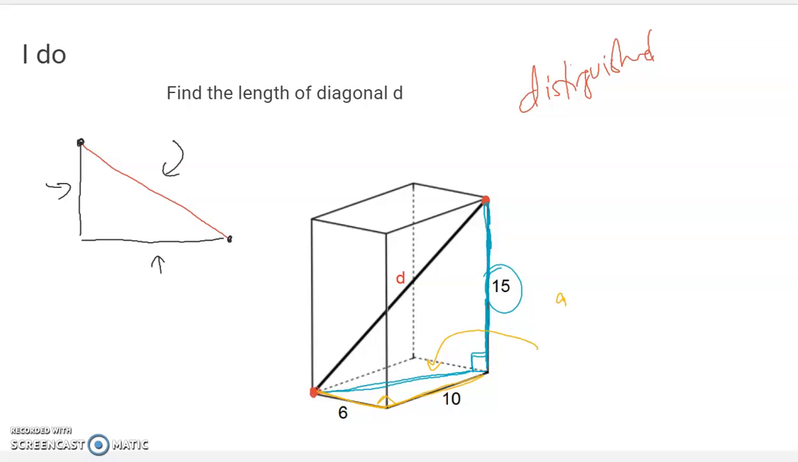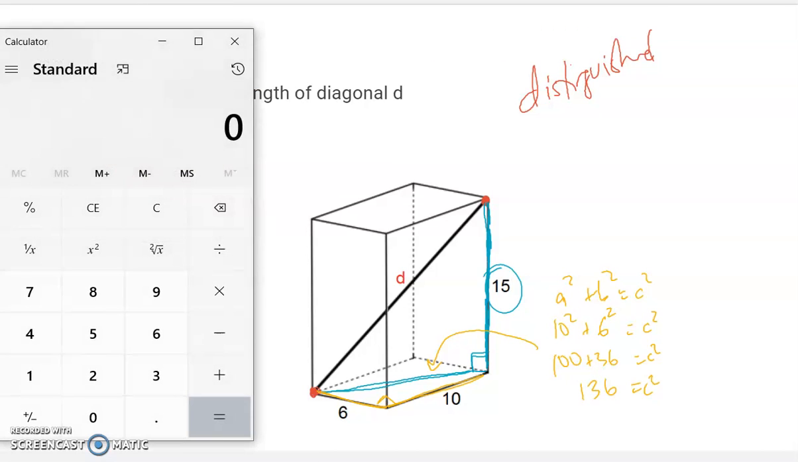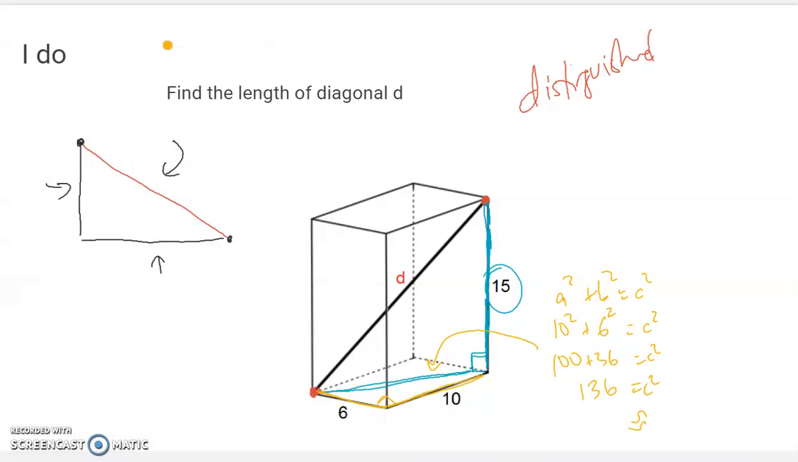So if that's true, a squared plus b squared will equal c squared for that triangle in yellow. One leg is 10, one leg is 6, and I don't know the hypotenuse. So that's 100 plus 36 equals c squared. 136 equals c squared. I don't know the square root of 136 offhand. It's going to be between 11 and 12. Right there, I'll round it to approximately 11.66, let's say. So that helped me find this one.